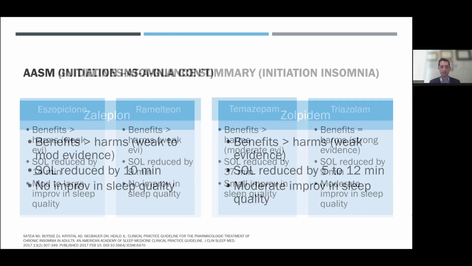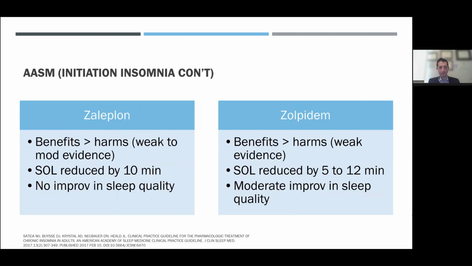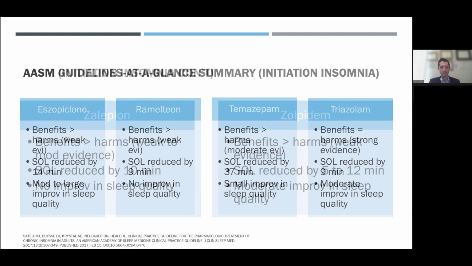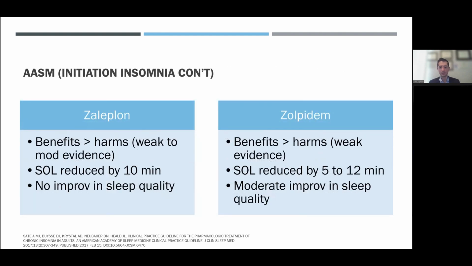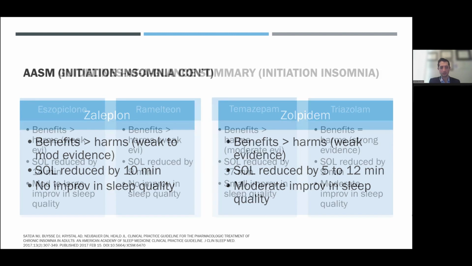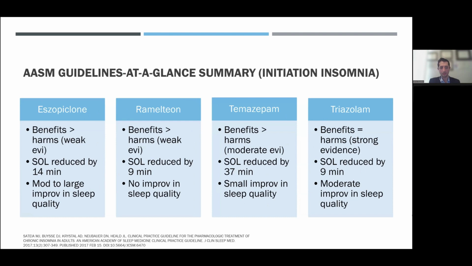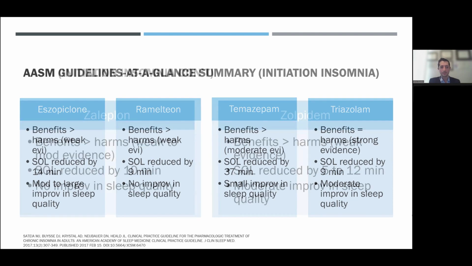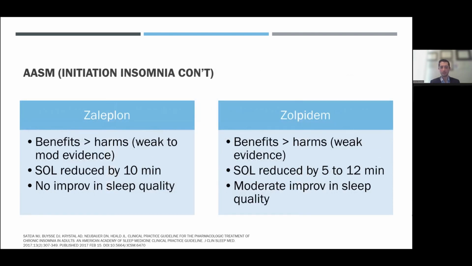Again, for initiation insomnia, you have the Z drugs like Lunesta, Zaleplon, Zolpidem, Sonata and Ambien. Also, the most improvement in quality tends to be with Zolpidem, we see moderate improvement in quality, and with Lunesta, moderate to large improvement in quality. But you have to weigh the benefits versus the harms.